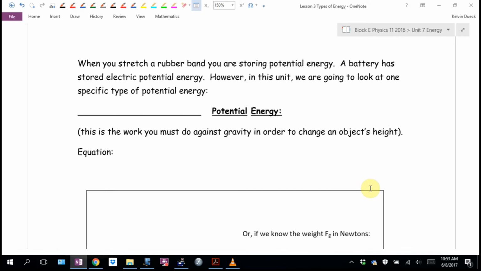Again, Taylor, all potential energy means is stored energy. When you stretch a rubber band and hold it there, you have stored potential energy. This battery has stored potential electrical energy. When I put this battery into a circuit, the energy slowly drains from it, but right now it's stored. However, in this unit, we're going to look at one specific type of potential energy. Most of the time, we're going to be looking at gravitational potential energy.